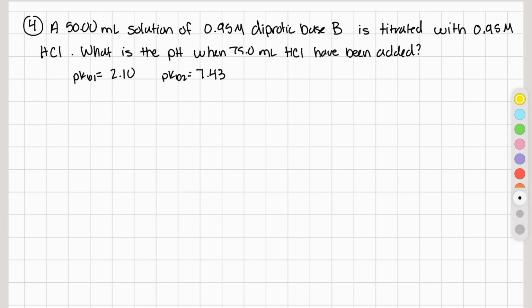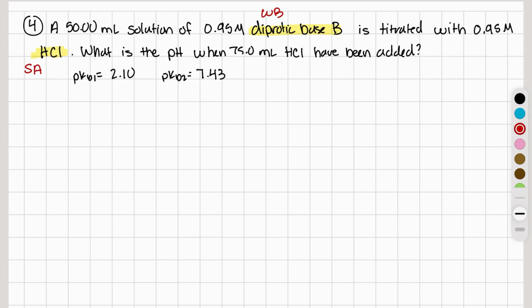Okay, but when we are digesting this problem, the first thing I want to annotate is what we have in solution: diprotic base B and HCl. This problem is kind of vague, but I will tell you that this is a weak base, and hopefully we recognize HCl as a strong acid. So we have a weak base being titrated with this strong acid.